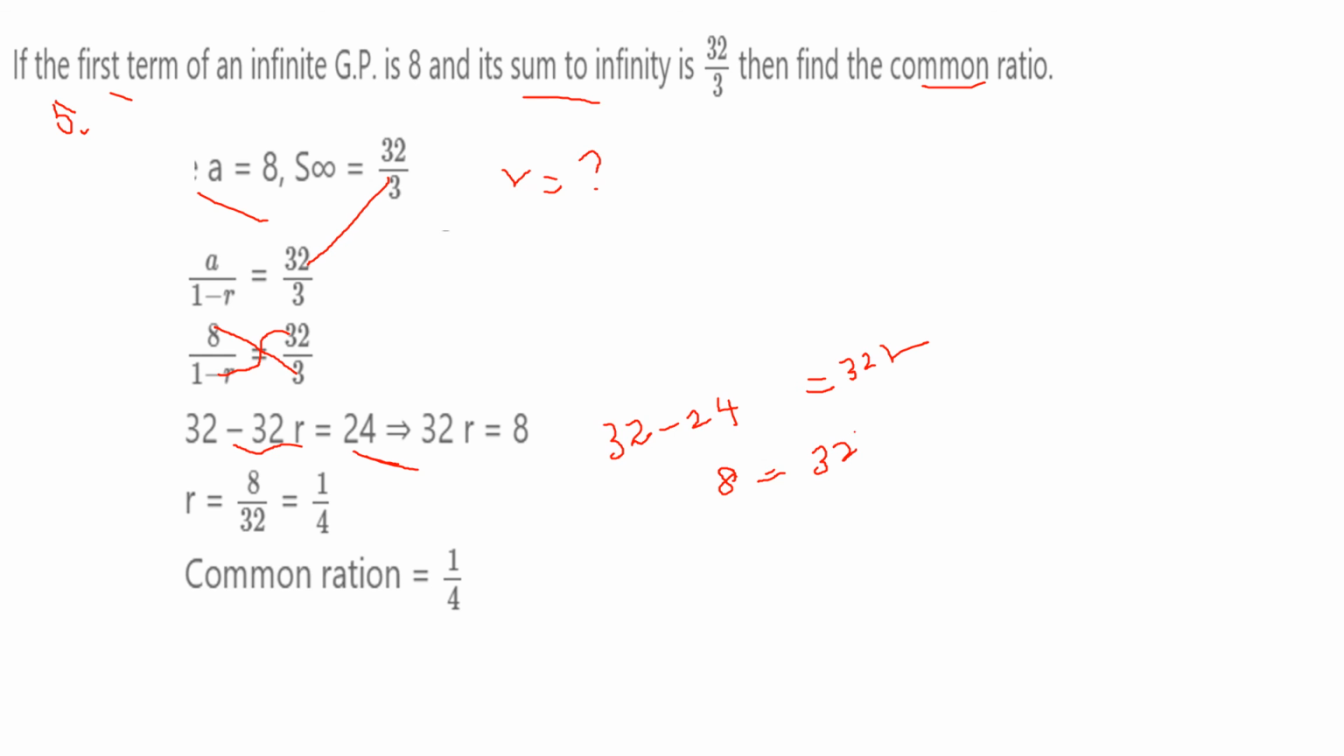That implies 32R equal to 8. We change the left hand side to the right hand side. So R equal to 8 by 32. This 32 will come to the right hand side, it will become divide. So 1 8 is 8, 4 8s are 32. Therefore R equal to 1 by 4. Common ratio is 1 by 4.